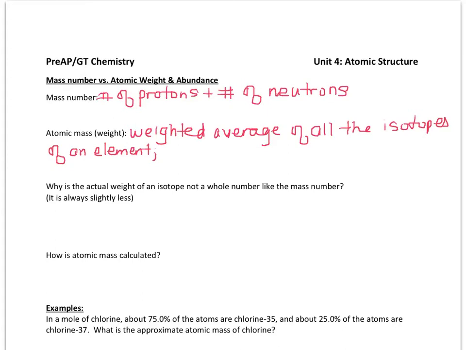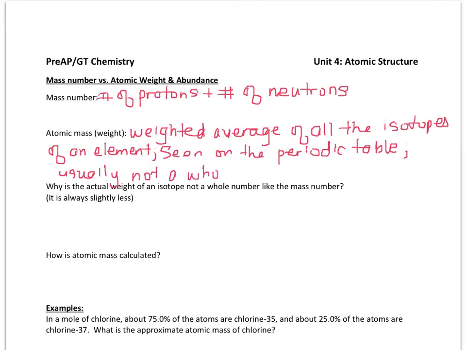And this is the number that we see on the periodic table when we look at an element. So this is seen on the periodic table. And it's usually not a whole number. Most times you see it in decimal form, so it's usually not a whole number.